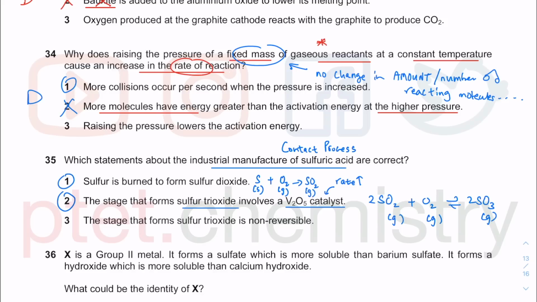The stage that forms sulfur trioxide is non-reversible. That is actually wrong. That is actually in equilibrium, the step I've just shown you that requires a catalyst. That is why pressure and temperature, as well as the use of a catalyst, are all very important in ensuring that the equilibrium produces a good yield of SO3 at a fast enough rate, such that you don't have to go to far extremes of temperature or pressure conditions. So that statement is wrong there. So 1 and 2, that's option B, are correct there.